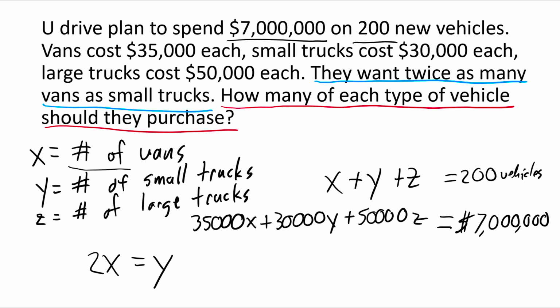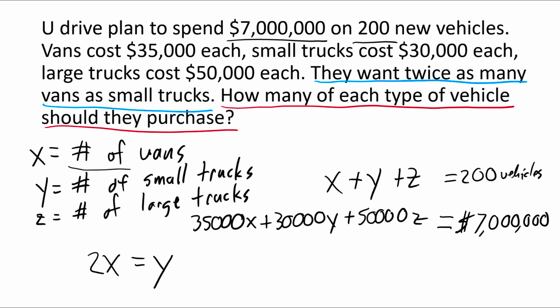Now, we can figure out why that's not going to work by just plugging a number in. So let's say we wanted 10 vans. Well, the problem says they want twice as many vans as small trucks. So that would mean there would be 5 small trucks. So if there are 5 small trucks, that should be 10 vans. All right, so let's see if that works. So that would be 2 times 10 equals 5. Well, that's not right. That's 20 equals 5. We can tell that is not correct. So why does this not work? It seems like it would. Twice as many vans as small trucks.